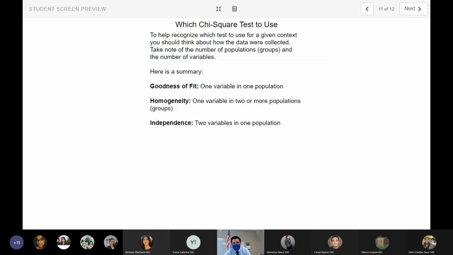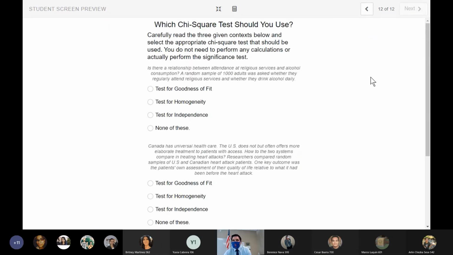Right? So I'm going to use that to answer these multiple choice questions. We have 3 contexts below. Carefully read the 3 given contexts below and select the appropriate chi-square test that should be used. You do not need to perform any calculations or actually perform the significance test. Please just choose the appropriate test. All right. So read them carefully and try to decide how the data was collected. Right, refer back to that previous page. Right, give you all a few minutes and then we will talk.